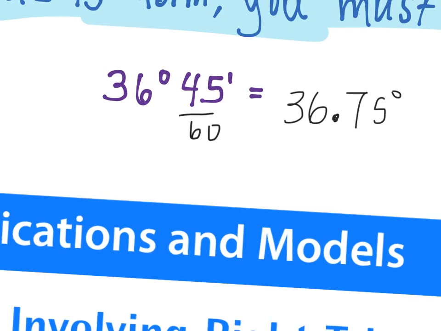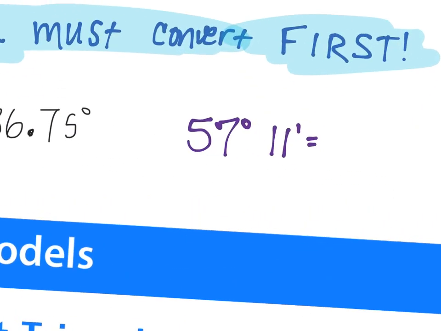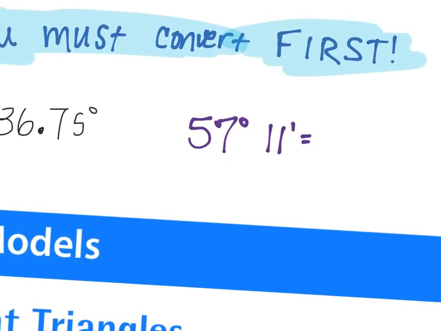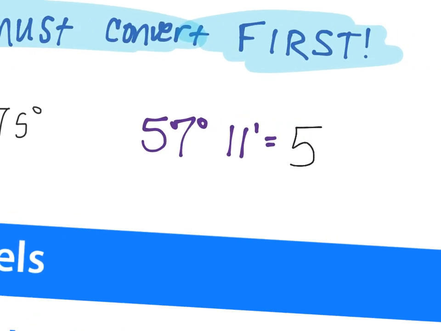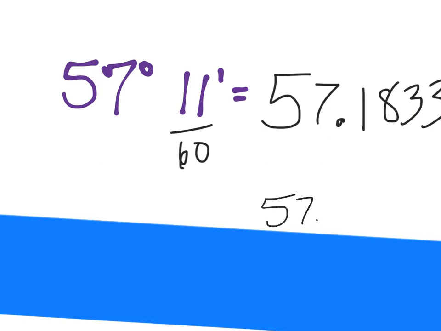If you get a decimal that does not terminate, like in this case, right? So I have 57 degrees, so I have to change that. I have to say 57 point, well, what's 11 divided by 60? What is it? 0.183, something like that? Yeah. Just go to two decimal places. So 57.18 and then degrees. And then you just use that in the problem. All right? Does that make sense?